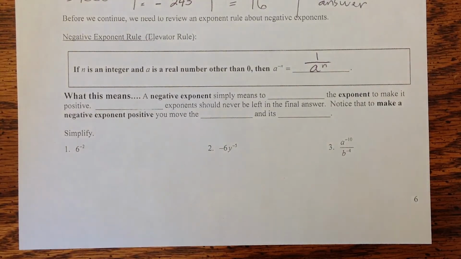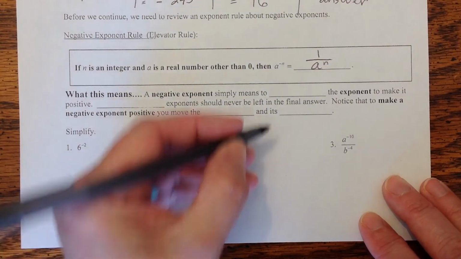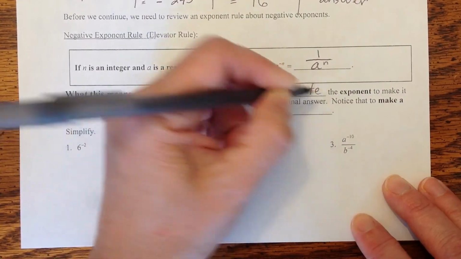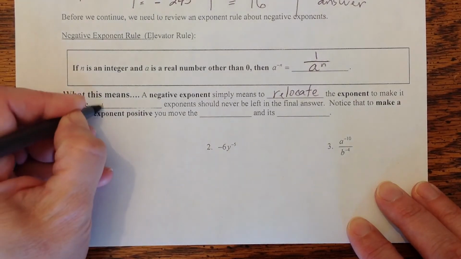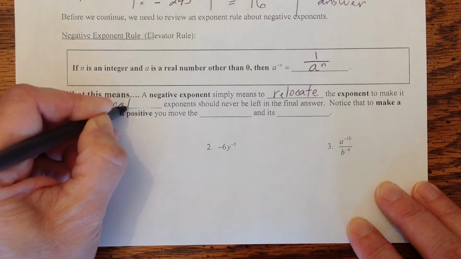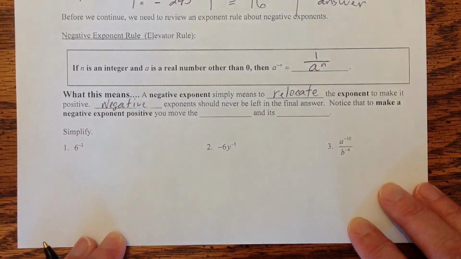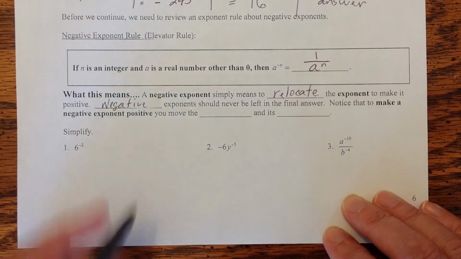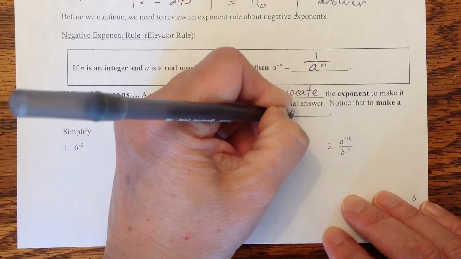So this means a negative exponent simply means to relocate the exponent to make it positive. Negative exponents should never be left in the final answer. Notice, to make a negative exponent positive, you move the base and its exponent.